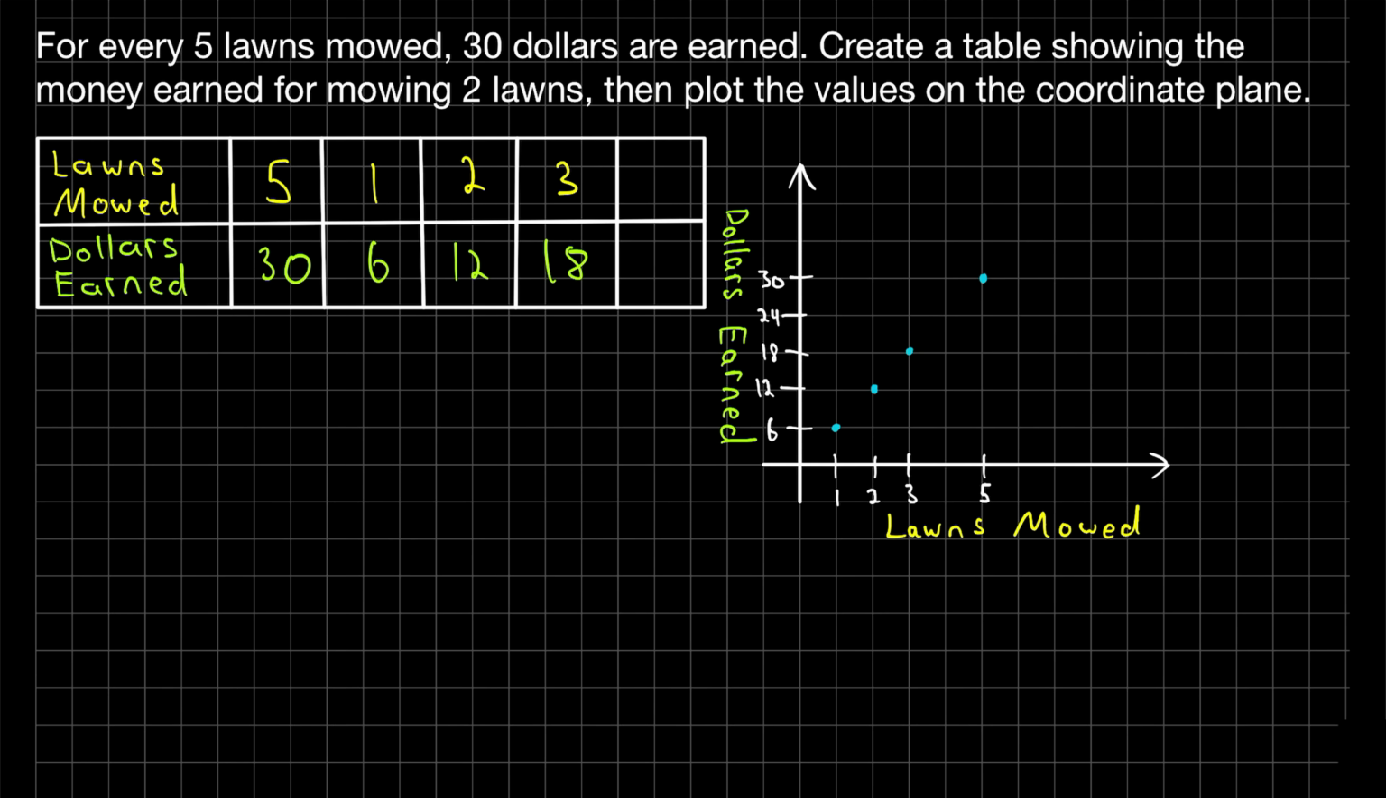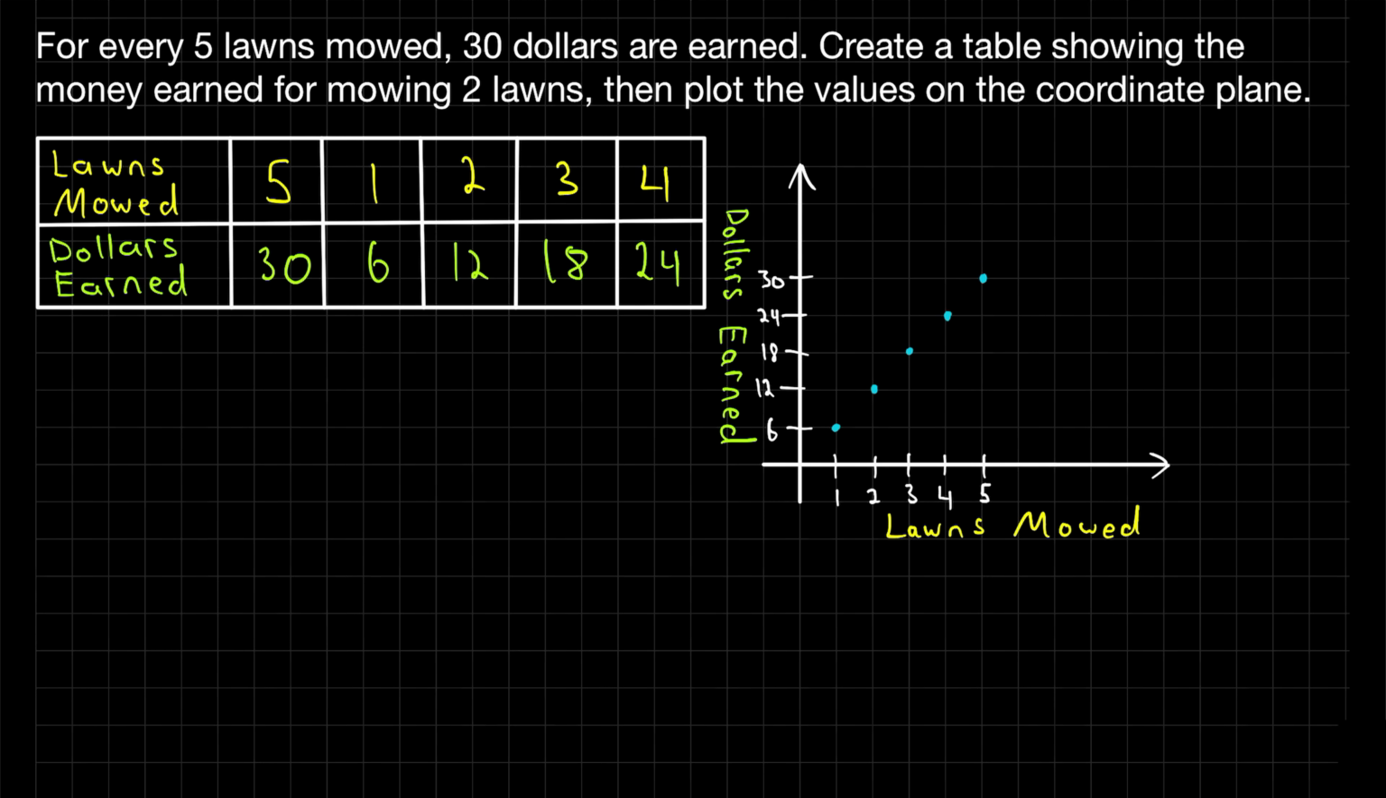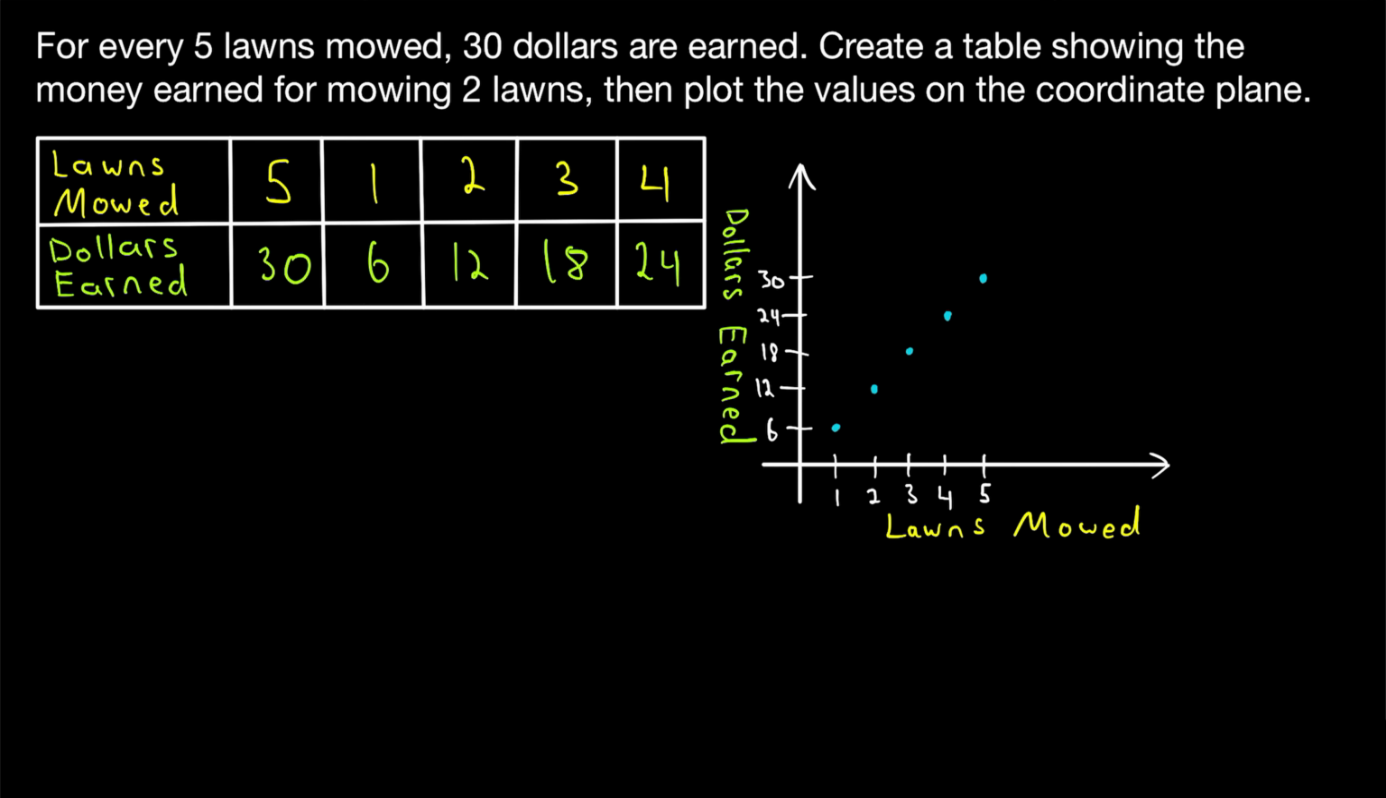And if it's bothering any of you, I suppose we can fill in the last column here. We can find out the number of dollars earned for mowing 4 lawns by simply doubling this ratio. So if we mow an additional 2 lawns to get to 4 lawns mowed, we would make an additional $12 to get to $24 earned. And that would be this point right here. Again, we see that we can draw a straight line through these points, so we can be pretty confident they are indeed equivalent ratios.